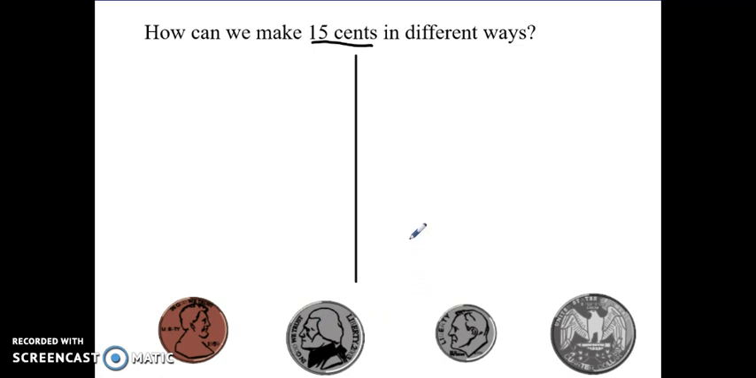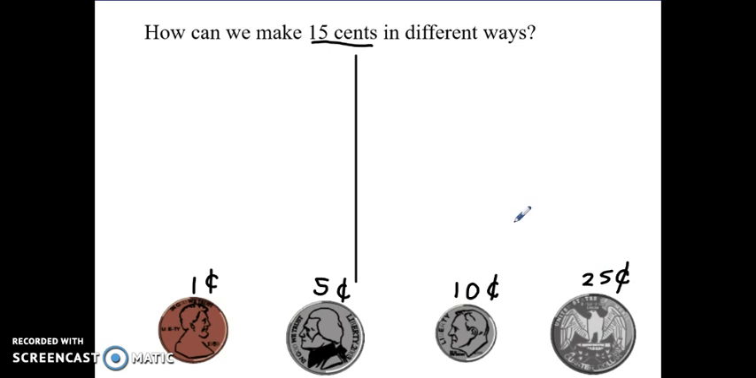Well, below, I've pictured our coins to help us. Remember, this is the penny, and it's worth 1 cent. This is a nickel, and it's 5 cents. This is a dime, and it's worth 10 cents. And then this is our quarter, which is worth 25 cents.